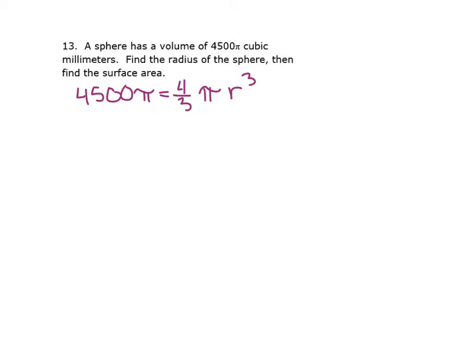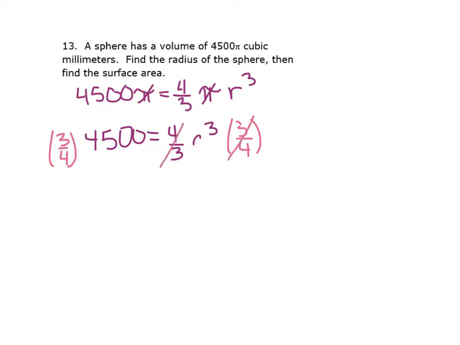So in this one, we're given the volume. So I went ahead and put it in the equation, volume, and this is the formula for volume. You notice that we have the pi on both sides, so those are going to cancel out. So this leaves us with 4,500 equals 4/3 r cubed. This is where you want to be careful when getting rid of your 4/3. So I'm going to go ahead and multiply by the reciprocal, 3/4, both sides.